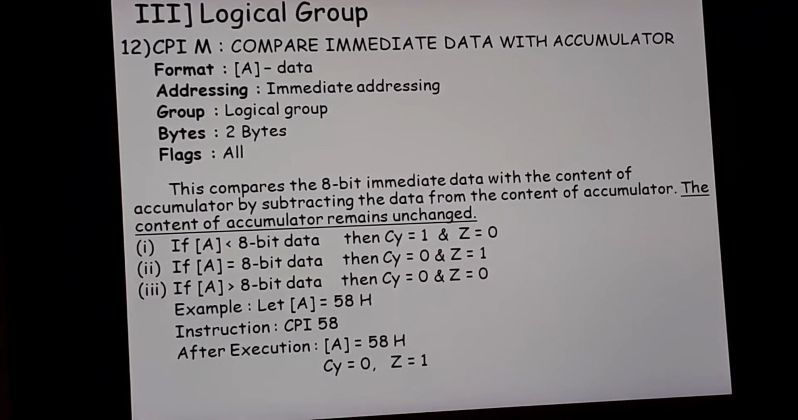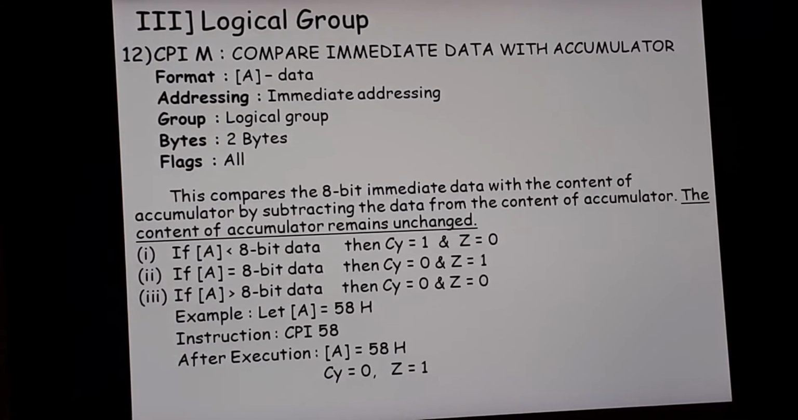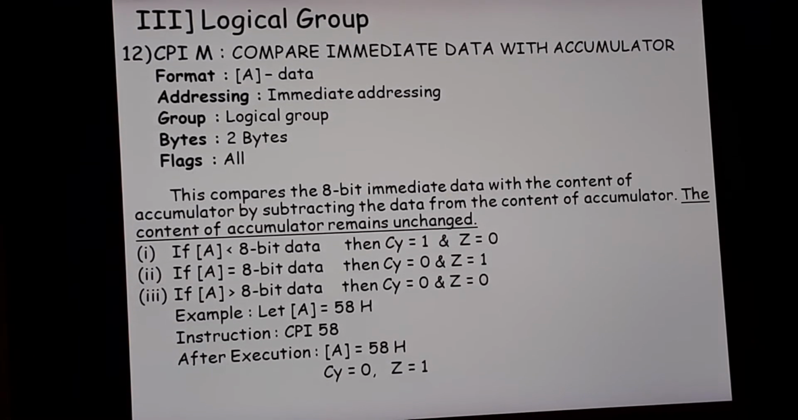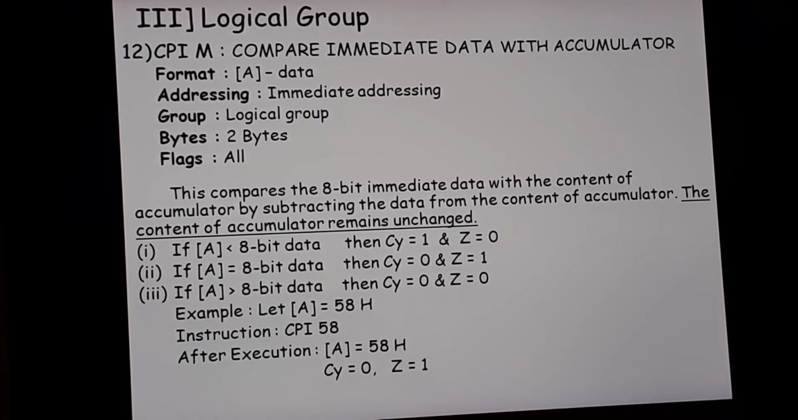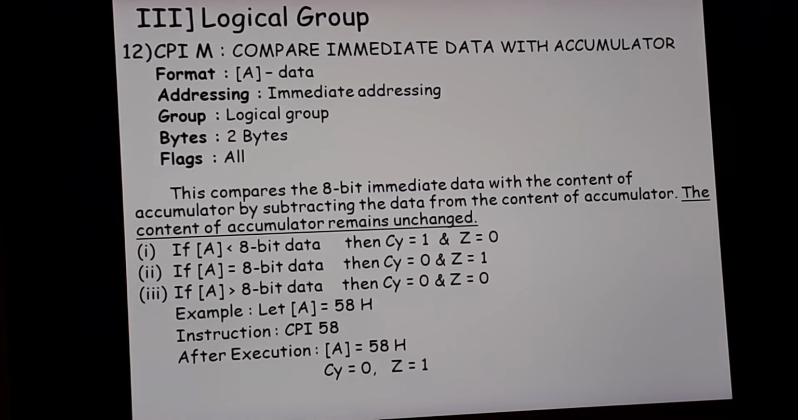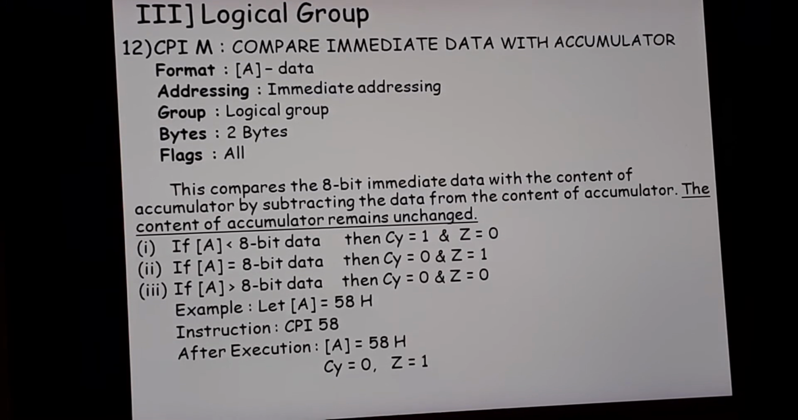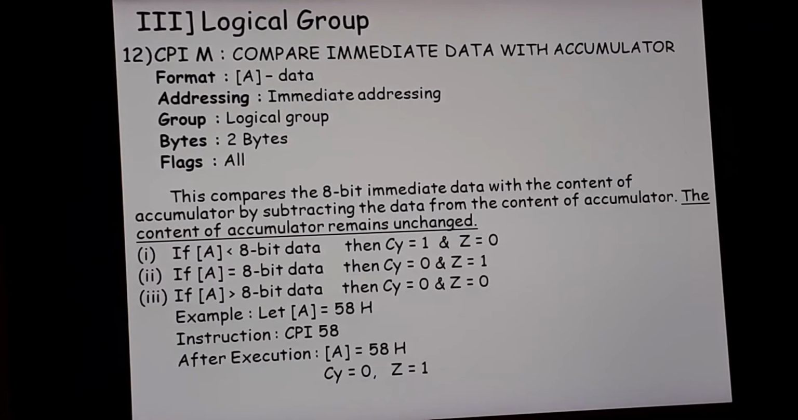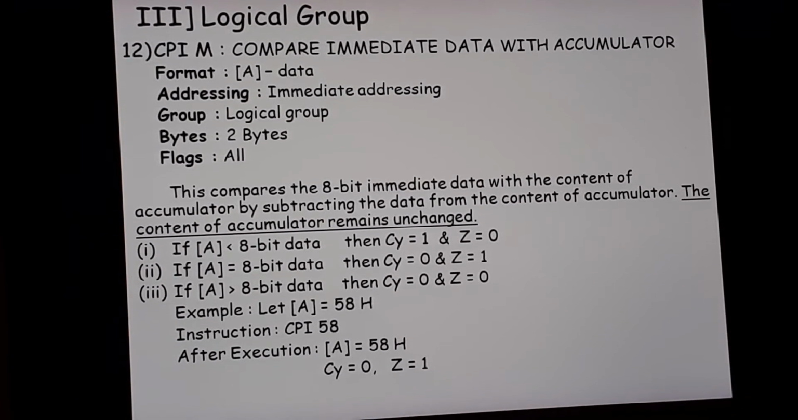The next instruction will be the last instruction of the compare. So the 12th instruction, that is CPI. What happens here? The full form is compare immediate data with the accumulator. I stands for immediate data. Okay. So the format is A minus data. Addressing mode will be immediate addressing mode. Group will be logical group. Bytes will be 2. Why? Because there is 8-bit data mentioned in the instruction.